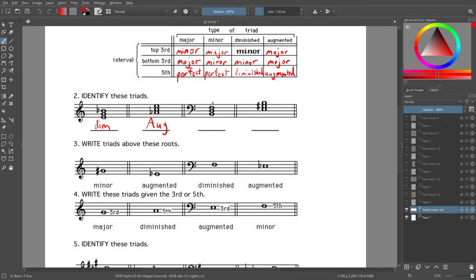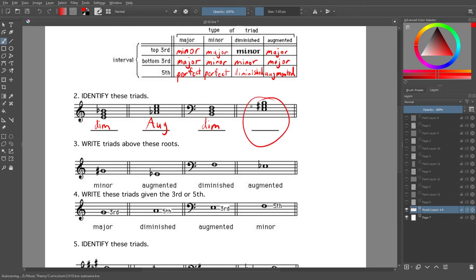Now for bass clef, I've got those bass clef ones here. I'll do one more, then I'll let you finish. We got a B, a D, and an F. From B to D, that is a minor third. So we can already cross out major and augmented because the bottom for those ones are major. So it's either going to be minor or diminished. Now from D to F, count the half steps. That is also minor, therefore diminished.